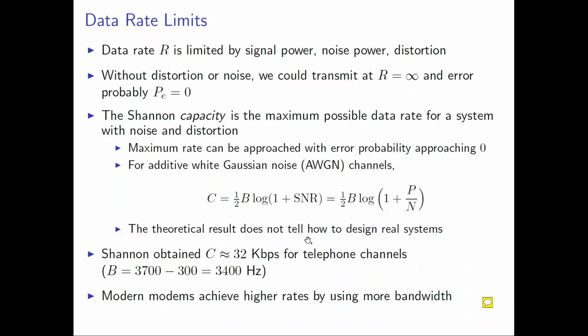The theoretical result doesn't tell how to design real systems, but it gives you guidance of how much you can achieve. And Shannon obtained a capacity equal to 32 kilobit per second for telephone channels, where the bandwidth is measured as 3700 hertz minus 300 hertz. Why minus 300 hertz? Because your speech signal starts from 300 hertz, not 0. You cannot usually reach 0. That's why the bandwidth of your voice speech signal is 3400 hertz or 3.4 kilohertz.